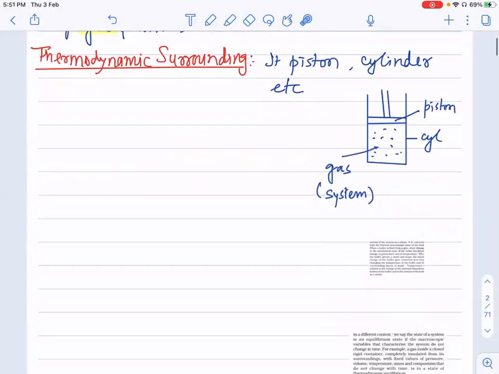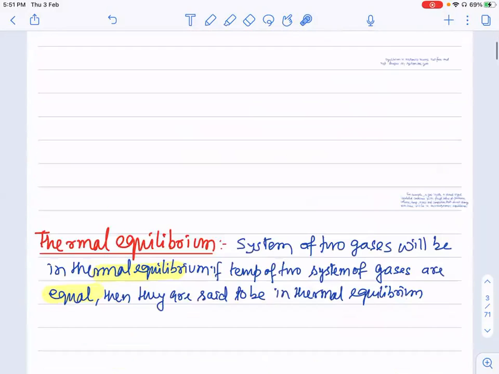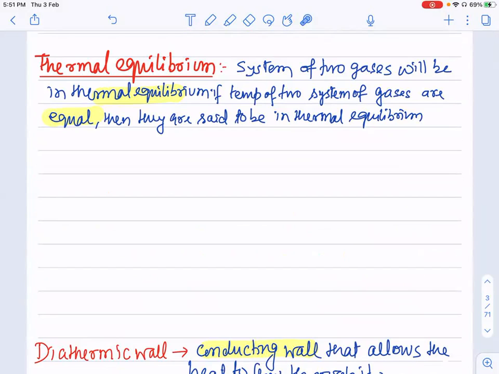Moving further, thermal equilibrium means what? A system of two gases will be in thermal equilibrium if the temperatures of the two gases are equal. Thermal equilibrium means temperatures अगर equal हैं उनके, तो we call it thermal equilibrium. है ना? और mechanical equilibrium क्या होती है? What is mechanical equilibrium? That deals with the forces. Mechanical equilibrium जब हम बोलेंगे, तो forces are equal and net force is zero in the system.